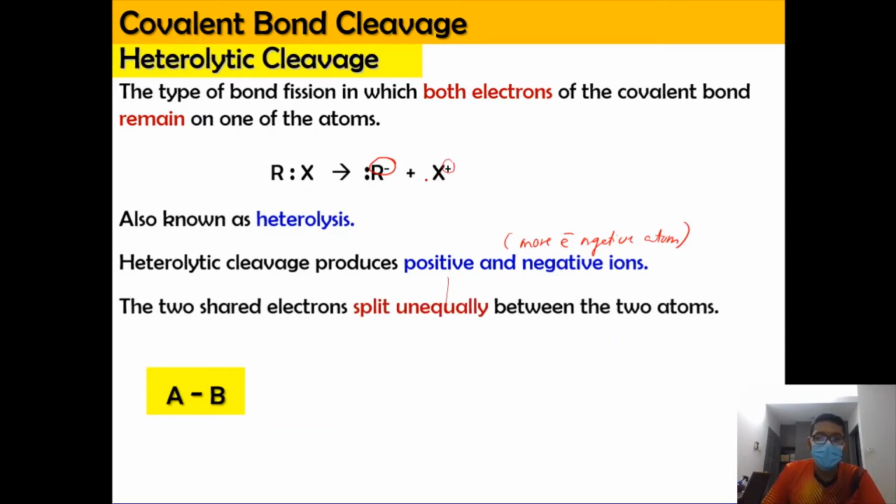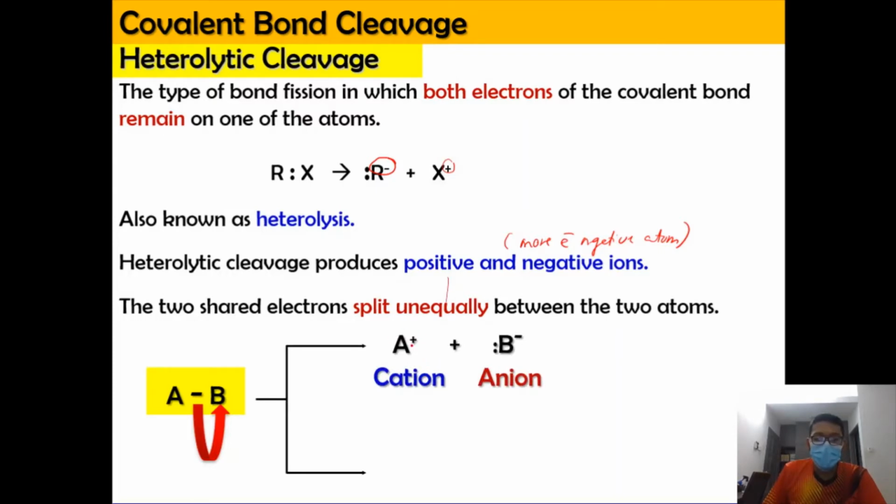So the two shared electrons will be split unequally between the two atoms, in this case A and B. B is more electronegative, so A is going to be an A plus cation because it does not get any electron. Meanwhile, B carries a negative charge because it receives two electrons, so it's going to be an anion. However, if atom A is more electronegative, then the electrons go to A, and B will not get any electron and therefore has a positive charge. So it depends on the electronegativity of the atom.